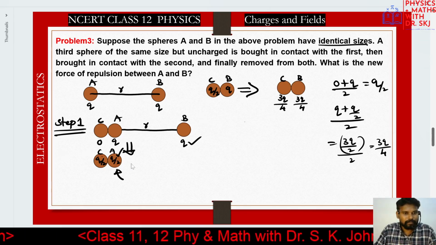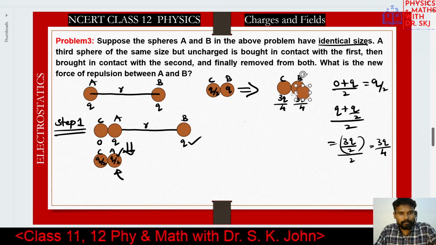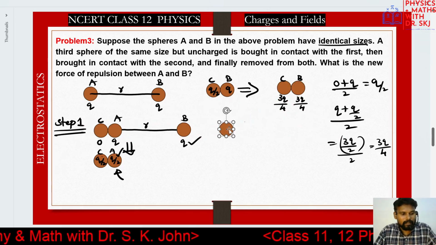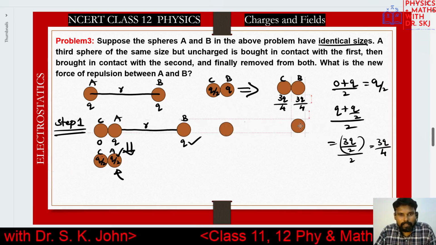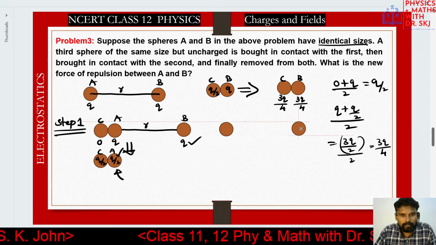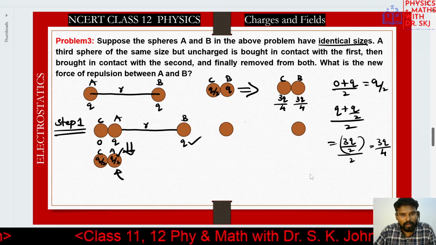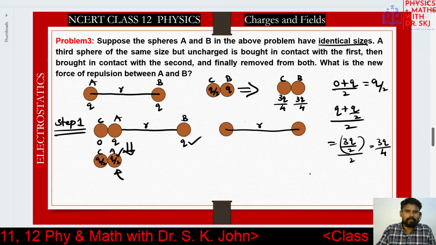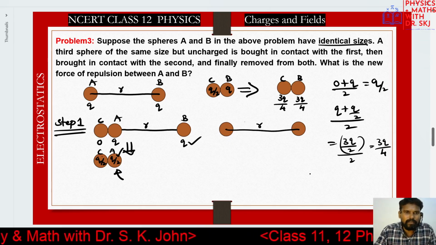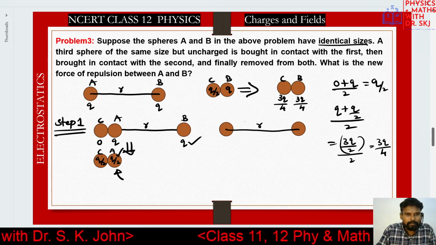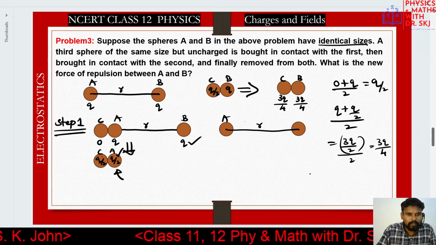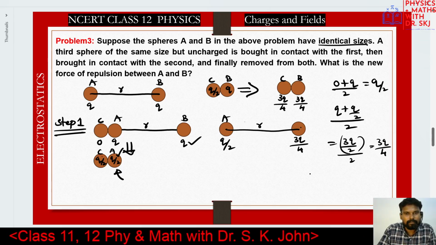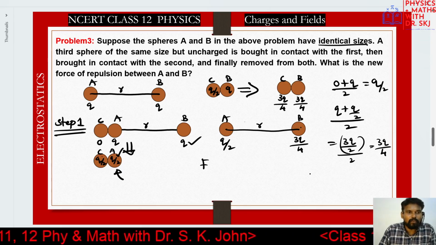So coming to the problem, this is A, and B, they are at a distance of R as before. What was this R? It is 0.5. It was given in the previous question, 0.5 meters. And now the charge of A is what? Q by 2, and that of B is 3Q by 4. Okay. So what is the new force?